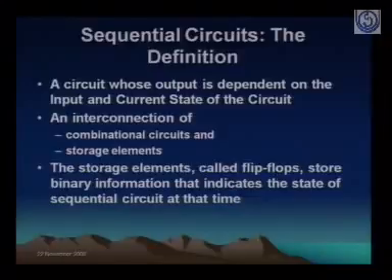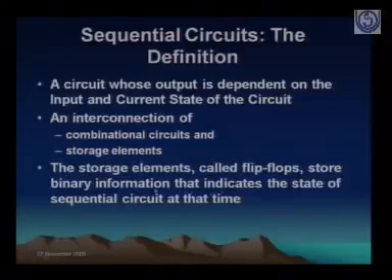Well, first of all, we should look at the definition. A sequential circuit is a circuit whose output is dependent on the input and current state of the circuit. So this is how we define a sequential circuit, whose output is dependent on the input and current state, and basically it's an interconnection of combinational circuits and storage elements.